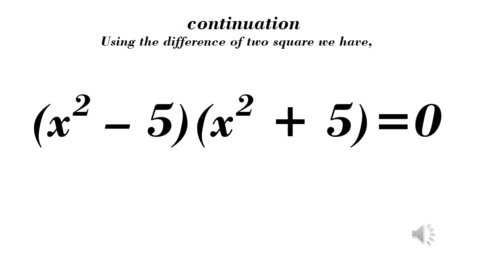Since we have minus in between the two squares, x squared is having square as power, 5 is also having square as power, so we have minus in between. We can easily use difference of two squares. The difference of two squares says if you have x squared minus y squared, then it will give us x minus y, x plus y. So if we use that here now, then we'll have x squared minus 5 in a bracket, then x squared plus 5 in another bracket, everything equals 0.